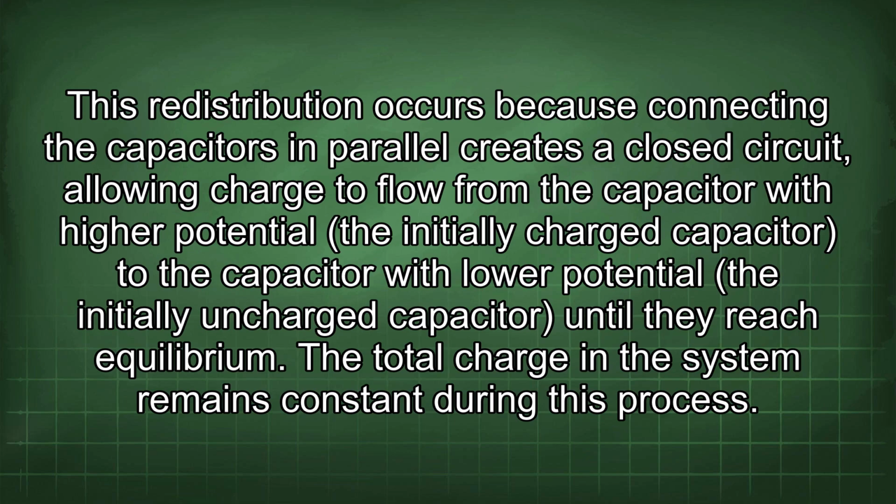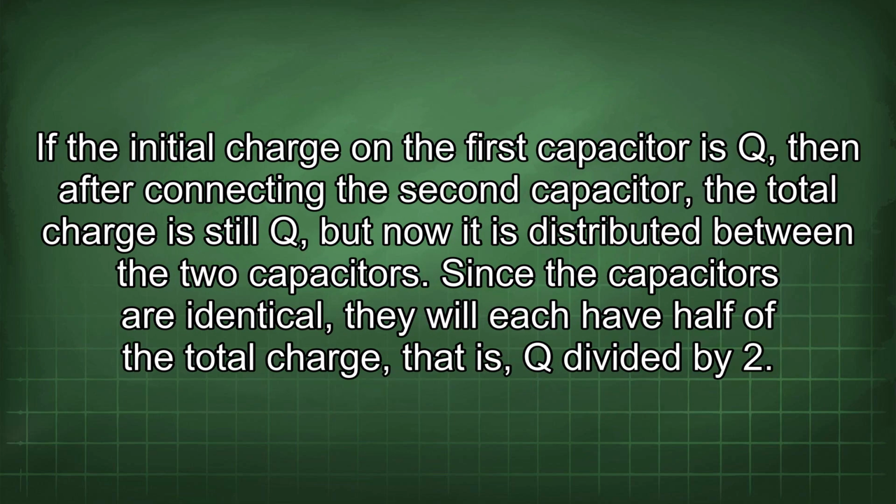This redistribution occurs because connecting the capacitors in parallel creates a closed circuit, allowing charge to flow from the capacitor with higher potential, the initially charged capacitor, to the capacitor with lower potential, the initially uncharged capacitor, until they reach equilibrium. The total charge in the system remains constant during this process. If the initial charge on the first capacitor is Q, then after connecting the second capacitor, the total charge is still Q, but now it is distributed between the two capacitors.